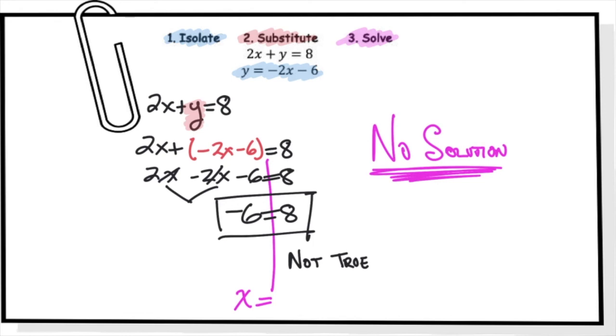Okay, let's do our last example. When you end up with a not true statement, in this case negative 6 equals 8, this is not the same number. This is a no solution system.